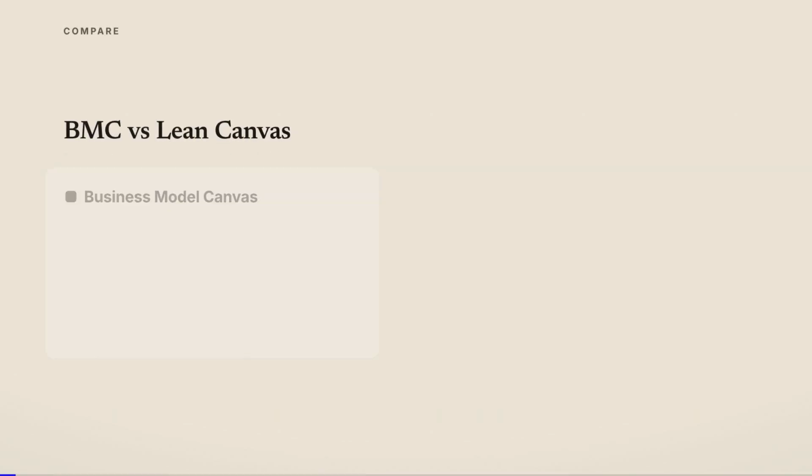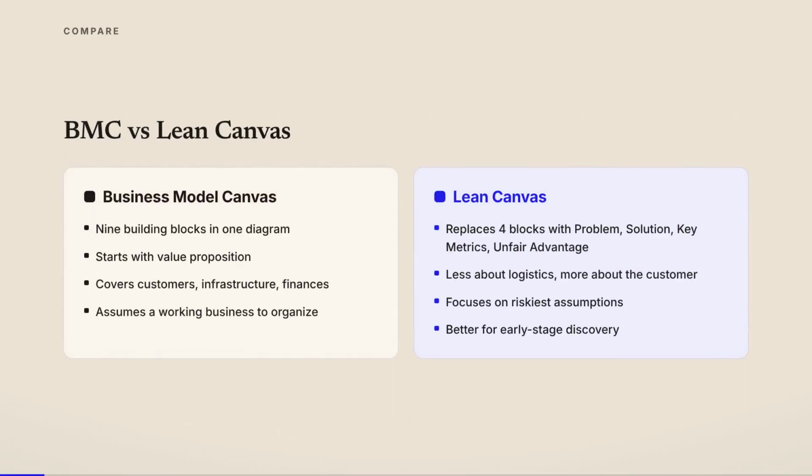The original business model canvas is comprehensive, but some entrepreneurs found it too operations-focused for early-stage startups. Enter the Lean Canvas, a modified version that replaces 4 blocks. The Lean Canvas swaps out key partners, key activities, key resources, and customer relationships. In their place, it adds problem, solution, key metrics, and unfair advantage.